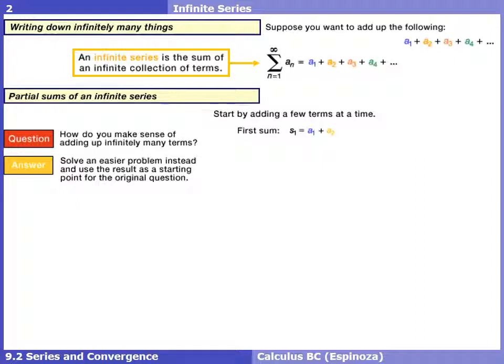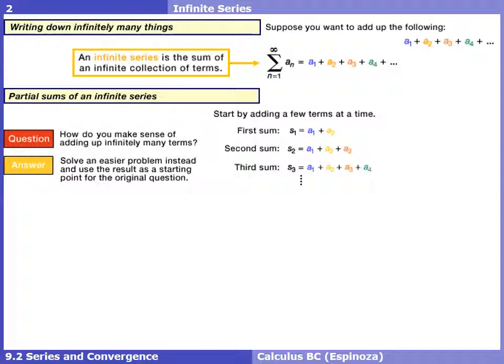And that sum, whatever it happens to be, I'm going to call the first sum, or S1. The next sum I'm going to look at is called S2. That would of course be, we would take the first sum, which is S1, and add to it the next term over. So that would mean S2 would be S1 plus A3, or if you want to write out each of those, it would be A1 plus A2 plus A3.